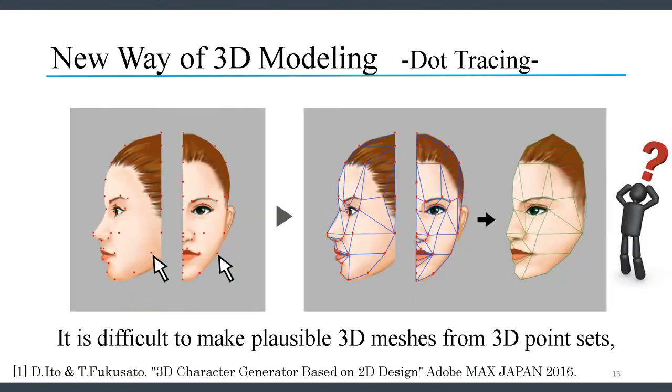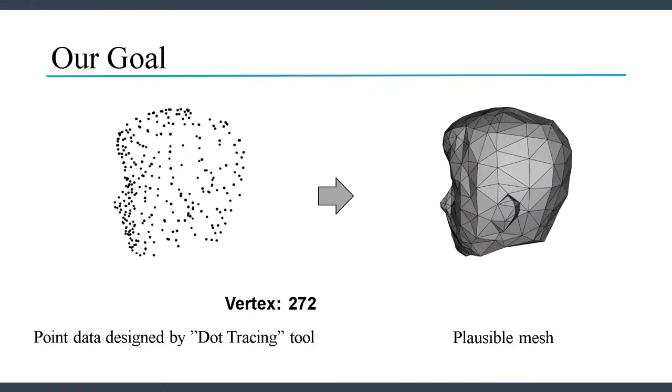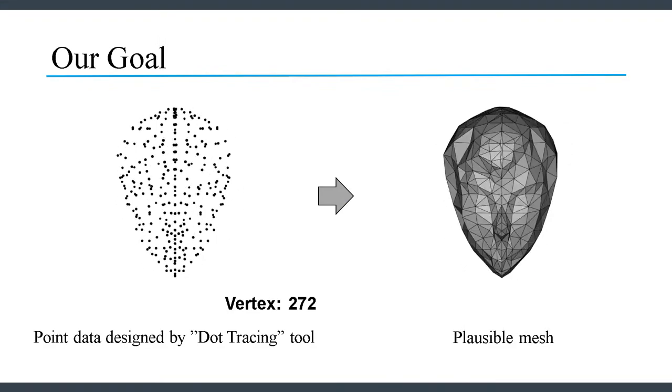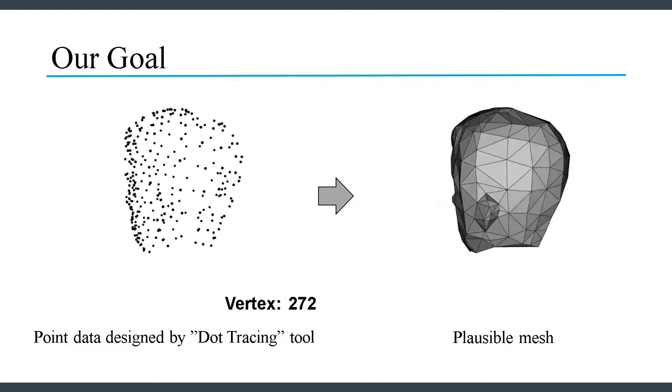However, there are some problems with this approach. Even if 3D vertices are designed manually, fully automatic meshing is difficult. In addition, fully manual meshing, such as connecting all 3D points, might be very tedious. So, as an extension of our work, this research's goal is to make 3D meshes from the manual 3D points.